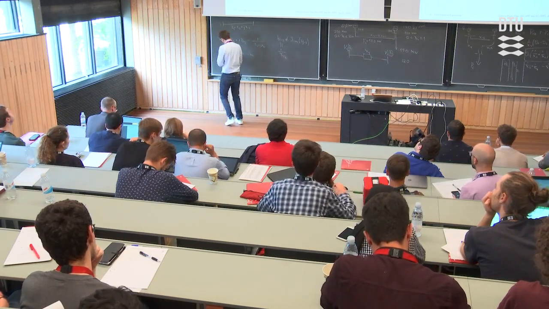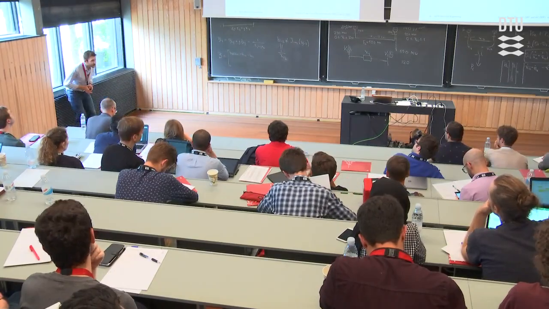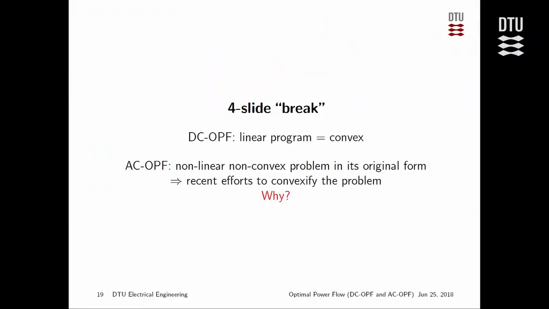Okay, so I included a short break so that it will help me introduce better the topic of the next lecture and also what Pascal is going to talk about tomorrow. So the DC-OPF is a linear program. It's a linear program because we have a linear objective function and all our constraints are linear. The AC OPF is not linear. And on top of that, it is also not convex.